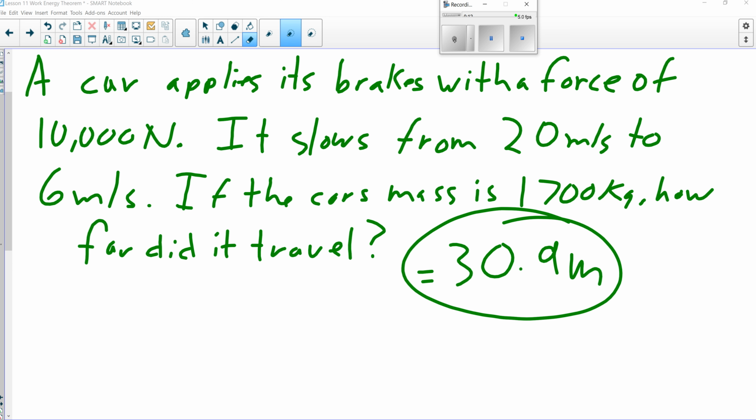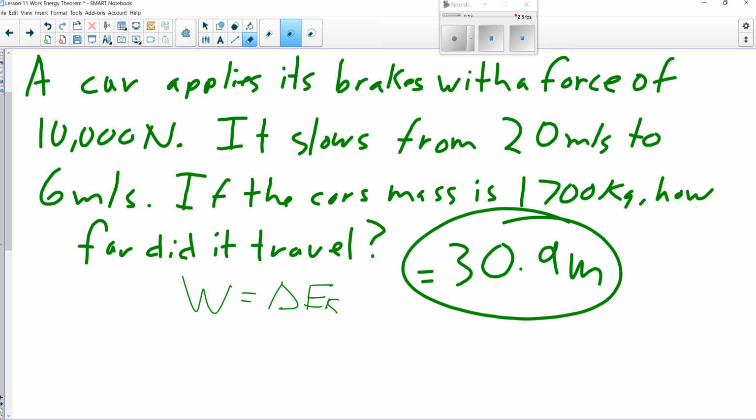So if there's a change in the mechanical energy of the car, is work being done? So we know this is a situation where work is being done. What kind of energy is changing about the car? Well, in this question it goes from 20 meters per second to 6 meters per second. Its speed's changing. So what kind of energy is changing? It's kinetic energy.